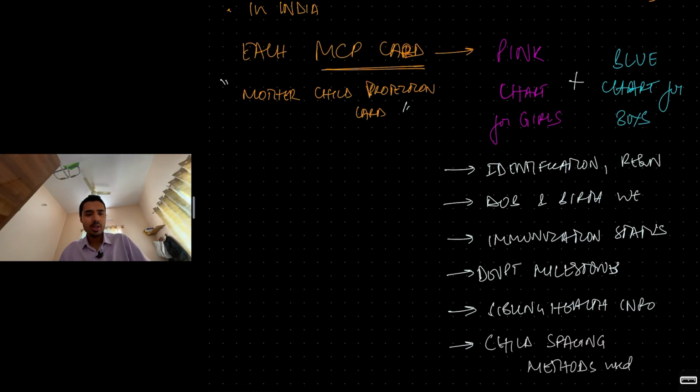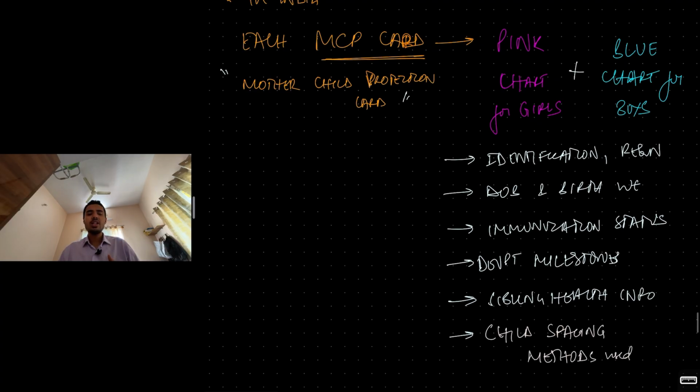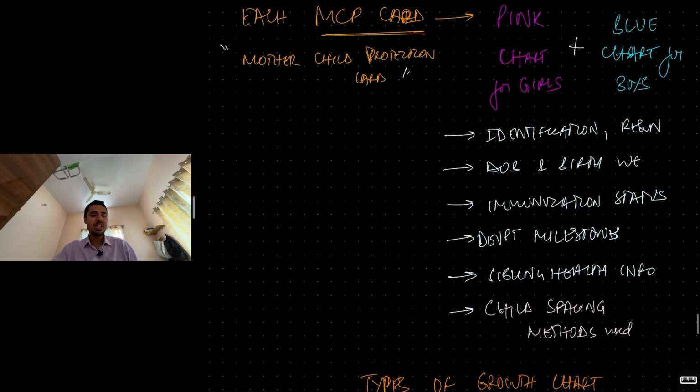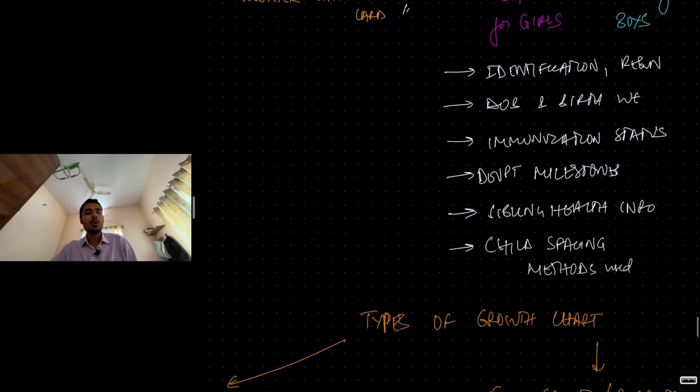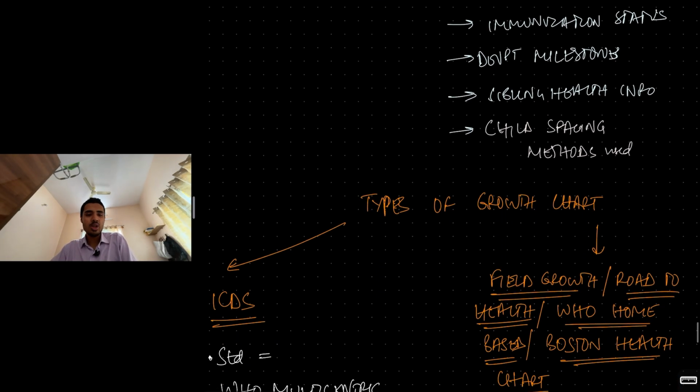What's most important is that in the Mother and Child Protection Card, you have the growth chart. You have a pink chart for girls and a blue chart for boys. We use weight for age charts. Then you also have identification, registration, date of birth, birth weight, immunization status, developmental milestones, child spacing methods, sibling health information, and other relevant information. Basically, it is a card which you take to the OPD every time you go for a health checkup or to get a vaccine. Okay, so this is the introduction to growth charts.